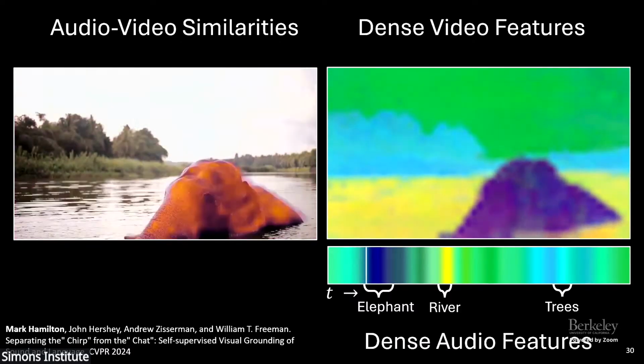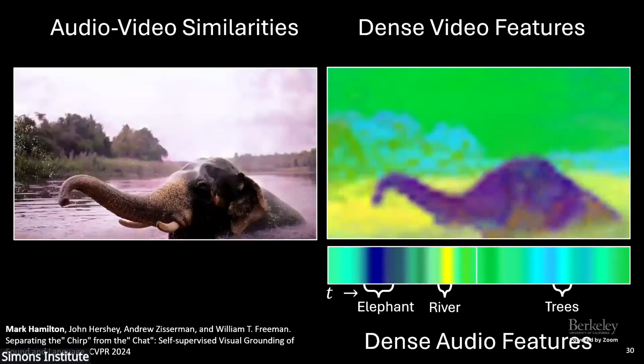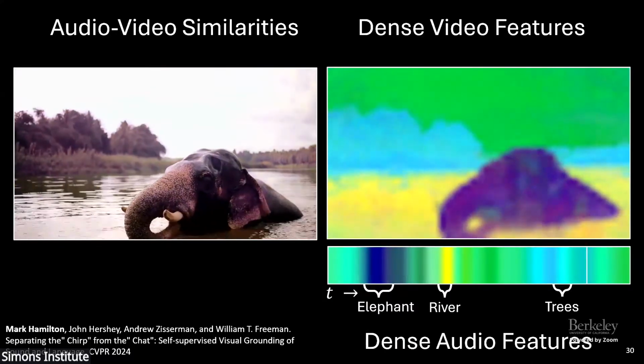So I'll just play it again. The elephant cools itself in the river. It watches the trees for predators.